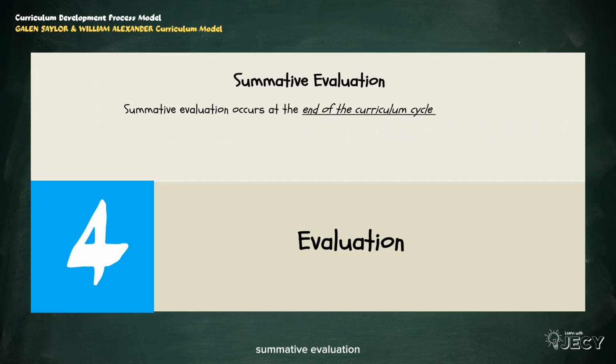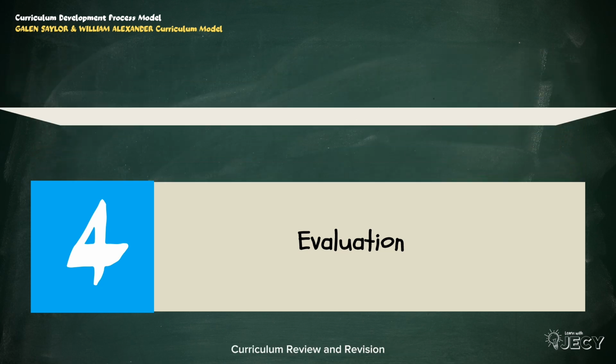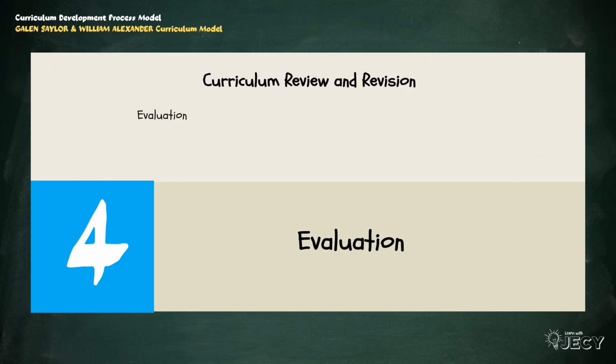Summative evaluation occurs at the end of the curriculum cycle and involves assessing the overall effectiveness and impact of the curriculum on achieving its intended goals and objectives. It typically involves administering standardized tests, performance assessments, or other summative assessments to measure student learning outcomes and compare them against established criteria. Curriculum review and revision.